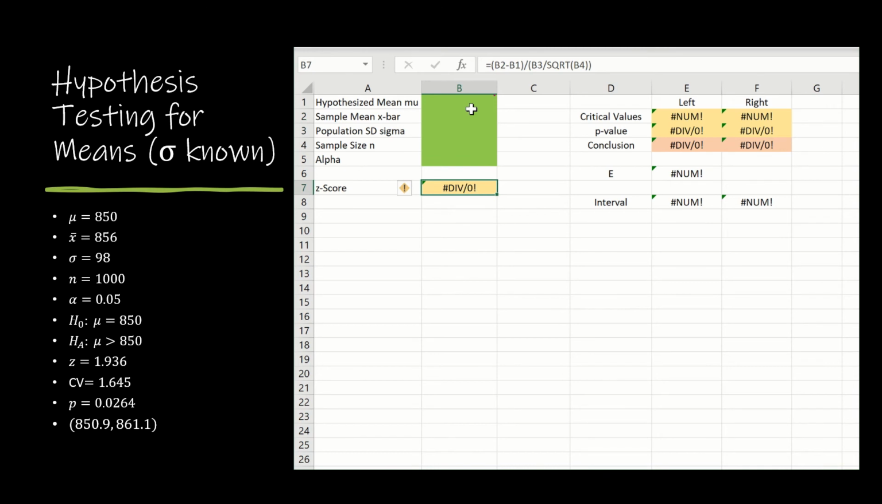And then I'm going to let Excel calculate the z-score, the critical value, the p-value, and even the conclusion, the margin of error, and the interval. So let's talk about how I set this up.